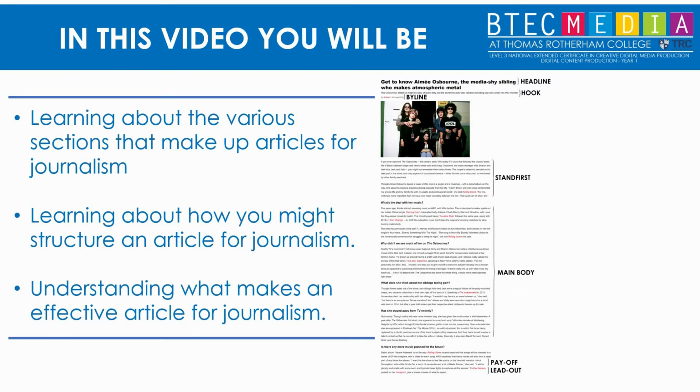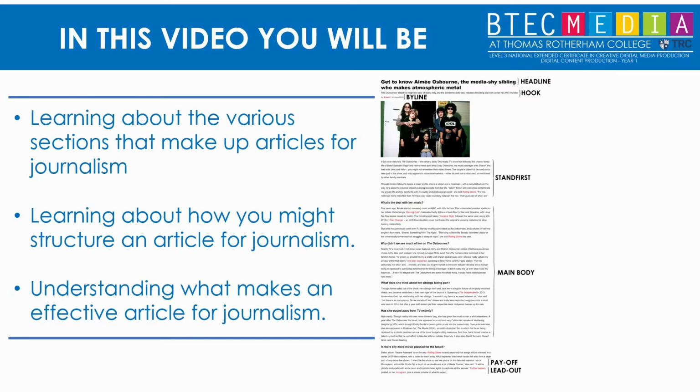We're going to be looking at how you could potentially structure an article for journalism, and the actual structure we're going to be looking at is quite generic. It's a very typical way of structuring various different articles for various different types of journalism. And we're also going to be looking at some of the effective ways that you can make your article have a bit more impact, and some of the considerations you might need to think about before you actually start writing your article, with regards to things like audiences and stuff like that.